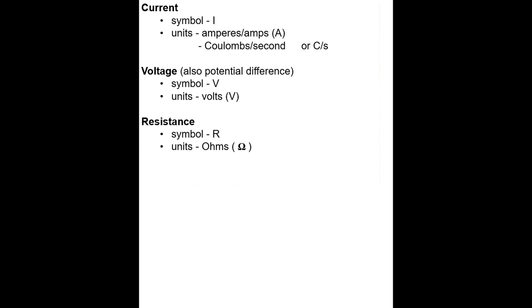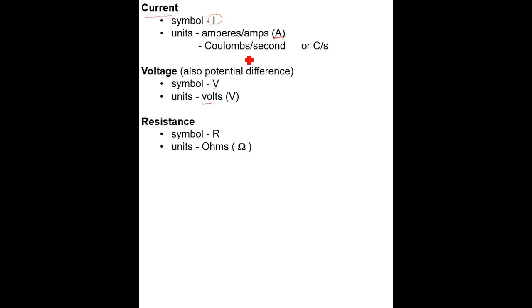So, symbols that you do need to know about and units that go along with them. These are the three things that I just mentioned. Current: the symbol that we use to represent current is a capital I. The units for current are amperes or amps, and we use a capital A to represent that. And that is simply the amount of electrons, measured in coulombs per second, that are going through that particular conductor or wire. Voltage or potential difference, this is the push that's going to cause the movement of the electrons. The symbol is capital V, and the units are also a capital V, and those are the units of volts.